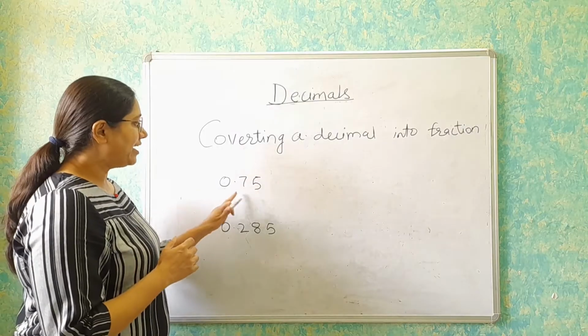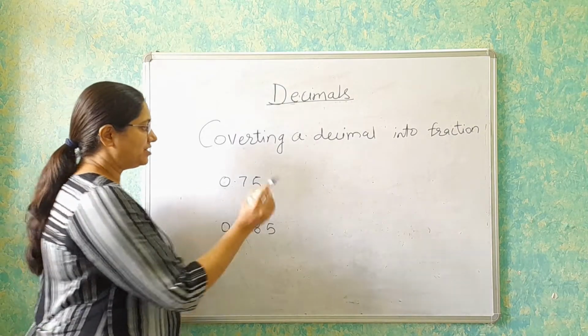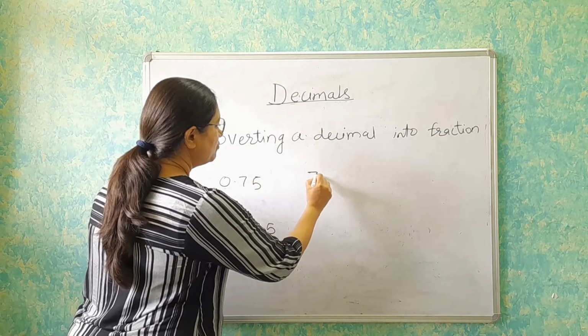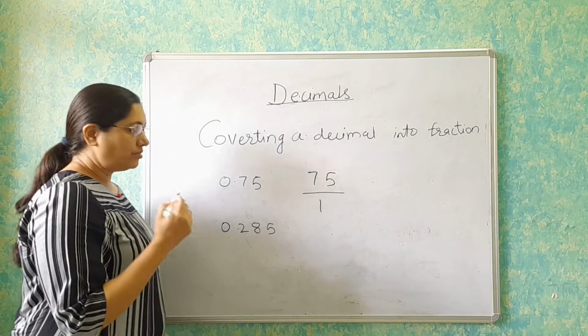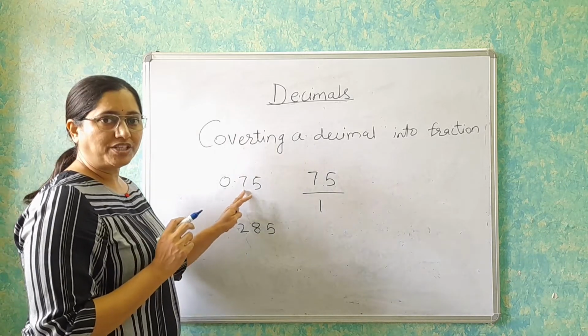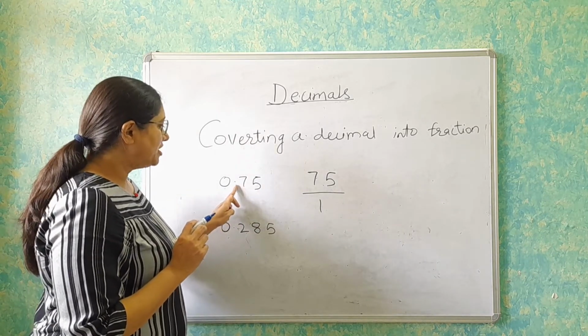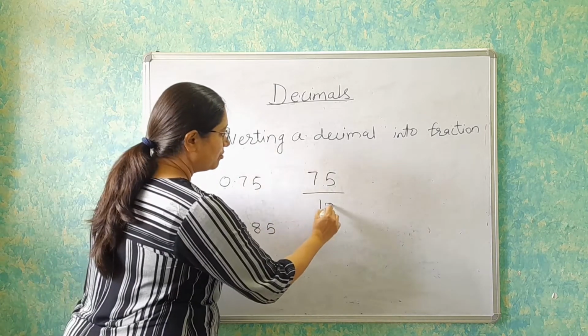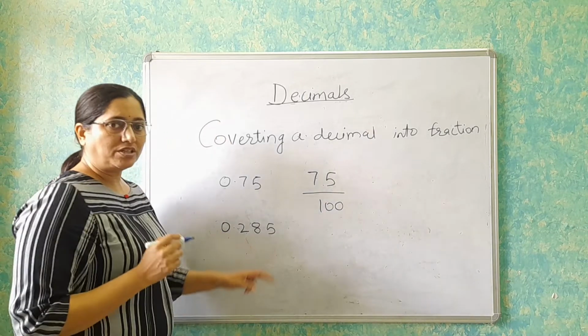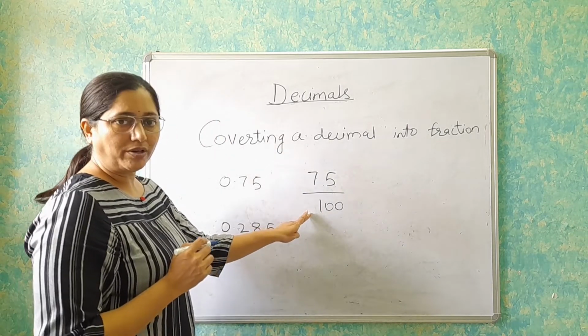So first we will write the decimal number as it is without any decimal point. So we will write 75 divided by 1. Now we will count the number of digits in the decimal part. After the decimal point there are 2 digits, so we will put 2 zeros, and the number becomes 75 upon 100.